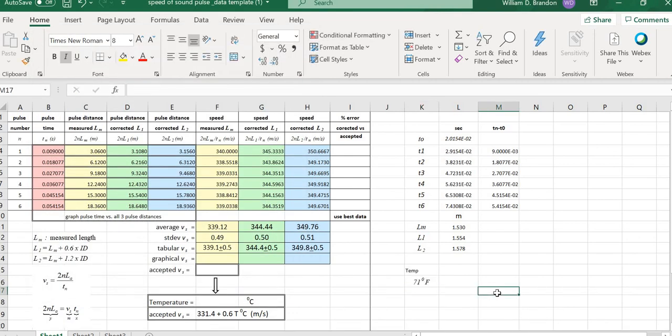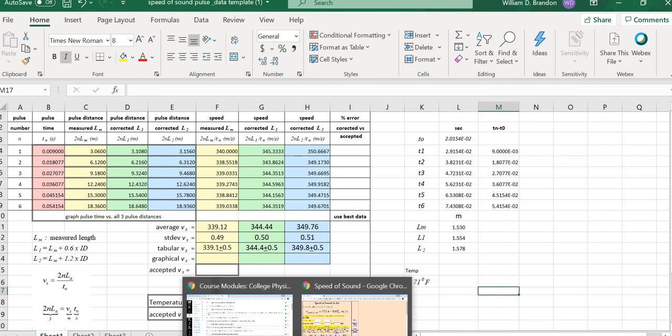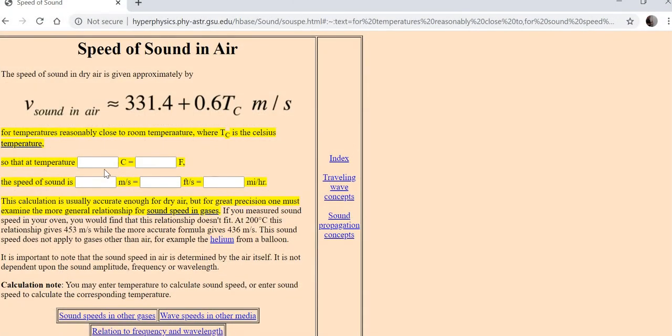So what I'm going to do is go to, here we go. I got it open. Okay, so 71 degrees Fahrenheit. So we should get 344.6. That should be what we see. I just put it in this. You can go to hyperphysics. There's a link in that Excel document that tells you where to go.